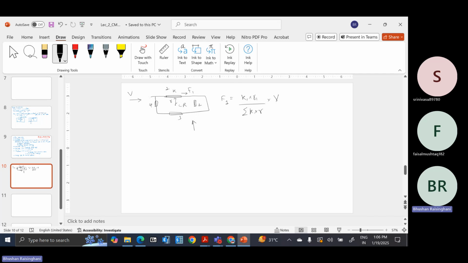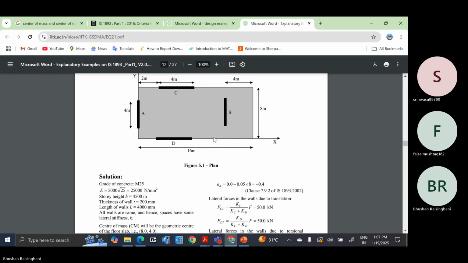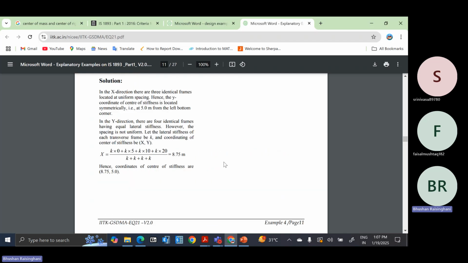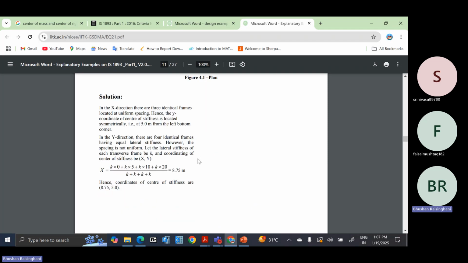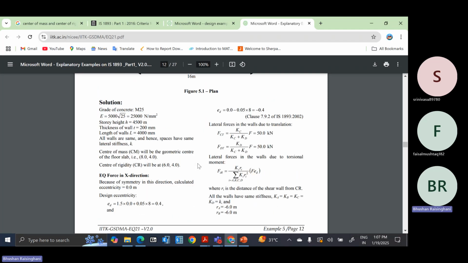Similarly, you will do F2 for this particular direction. You will get the F2 value, and you will get the F3 value by subtraction. So F3 will be equal to V minus F1. This way you can estimate the shear forces that are going into the shear wall or the column also. How many columns are there? How is the load transfer taking place for this arrangement? So location of center of rigidity, then distribution of the lateral forces.